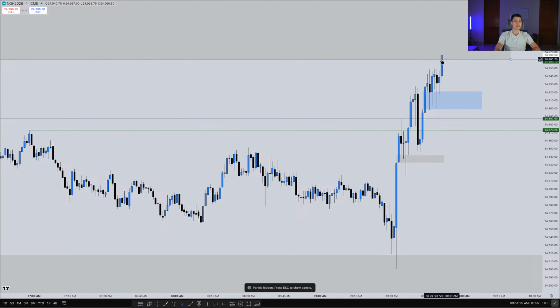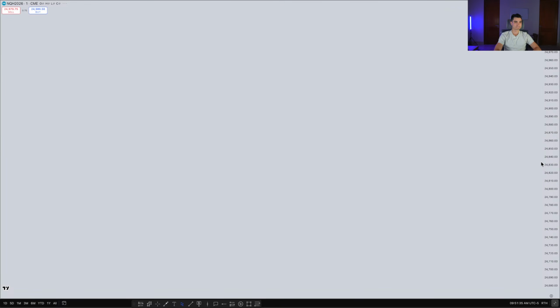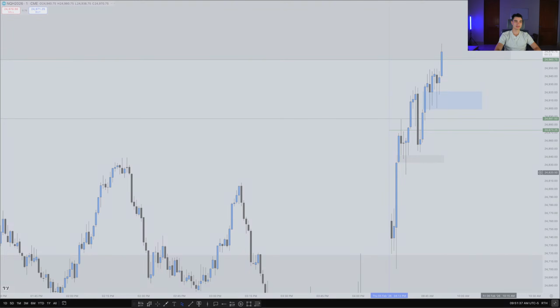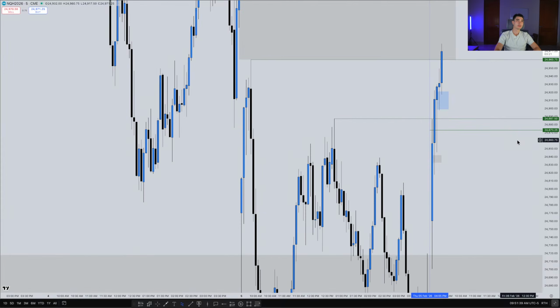All right. High smoked off that fair value gap there. It's another little 30, 40 point run. Nice little grocery getter trade there. Going back to regular trading here, showing you guys the details, the behind the curtains.